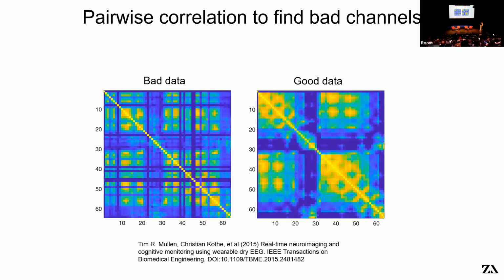So one way of finding bad channels is, for example, to use pairwise correlations. Usually in good data, channels that are close to each other on the scalp should be highly correlated with each other, and in bad data, that's not the case.